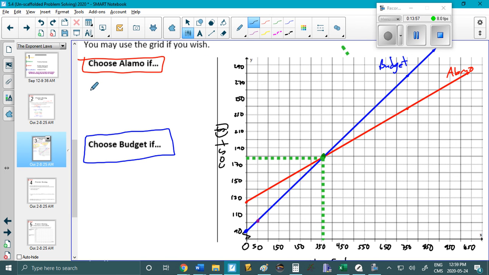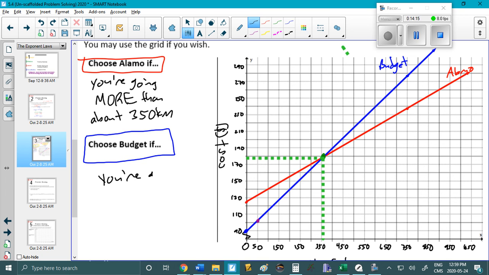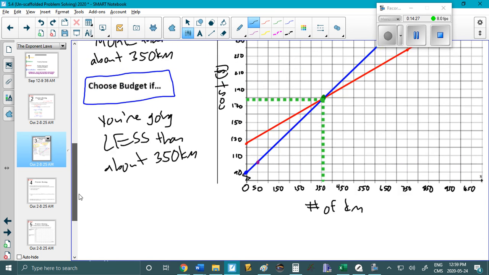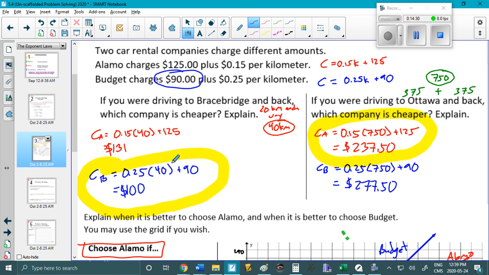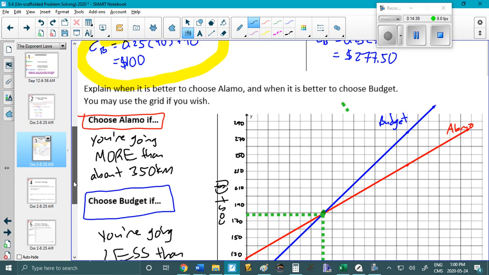So let's just say this. Choose Alamo if you're going more than about 350 kilometers, and choose budget if you're going less than about 350 kilometers. And if you look at the questions that we did up top, Bracebridge is less than 350, we chose budget. Ottawa is more than 350, we chose Alamo to go to Ottawa.